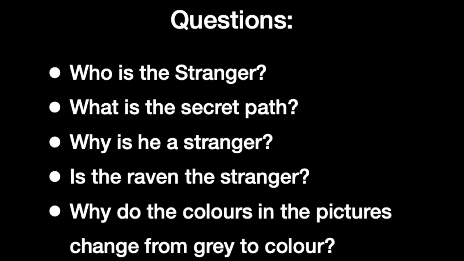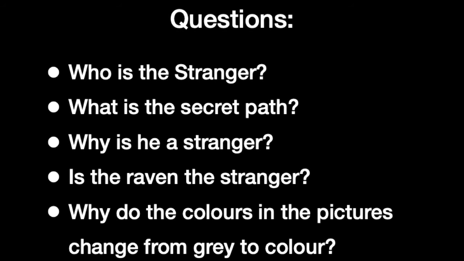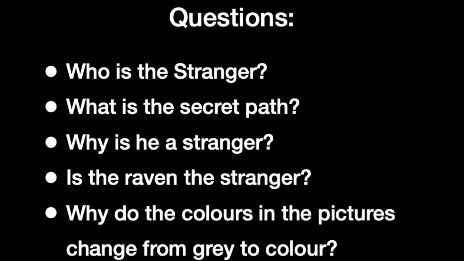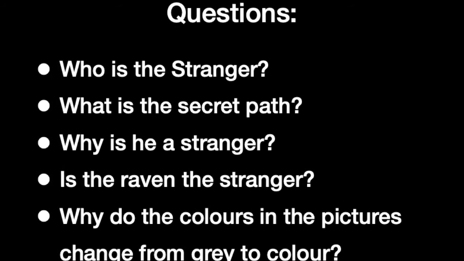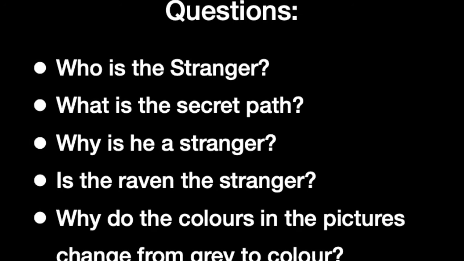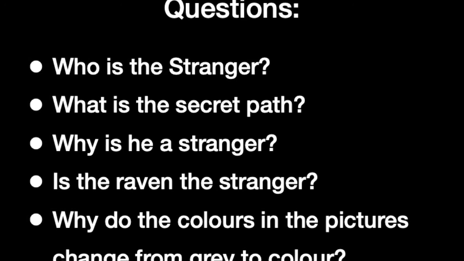When I'm done reading, I ask them to get their sticky notes and ask questions of the song. Some of the questions that come up are, who's the stranger? What is the secret path? Why is he a stranger? Is the raven the stranger? Why do the colors in the pictures change from gray to color?